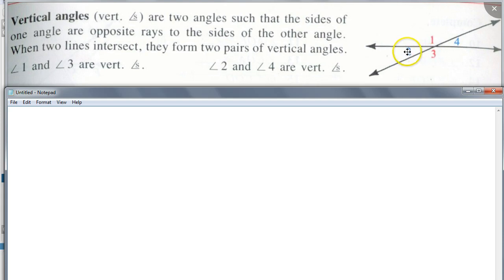So are angle 2 and 4. The opposite rays of the sides of these two are right there. So it says angle 1 and 3 are vertical angles, and 2 and 4 are vertical angles. So that's how we define them this way. And you may say, why do they define it this way?